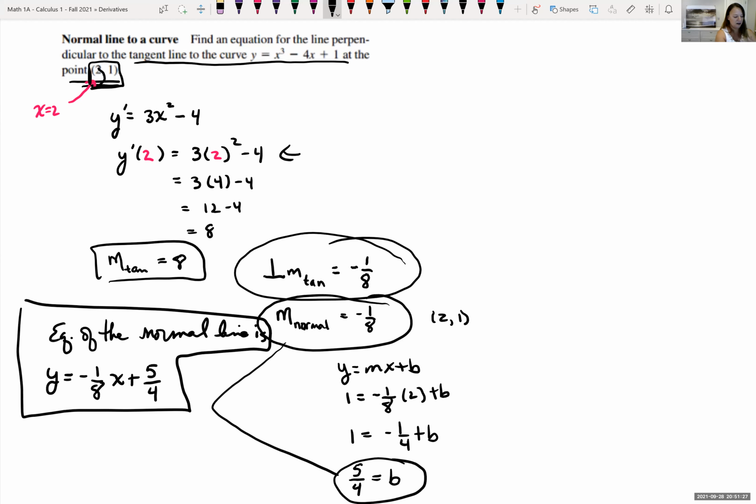And then we found the equation of the normal line. To do that, we find the equation of the line perpendicular. Perpendicular slopes are negative reciprocals. So that gave us negative 1/8 as our slope for the normal line. We had the point (2, 1), it was given to us. Plugging things in, we found b would be 5/4. And so our equation of our normal line is this.